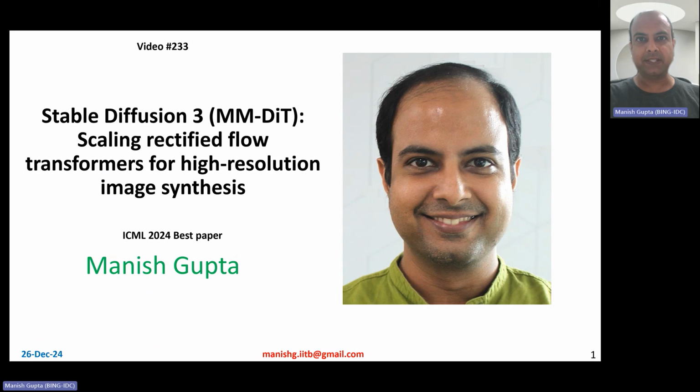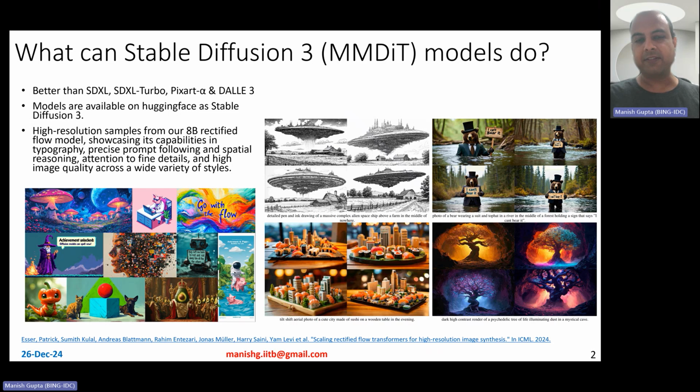My name is Manish Gupta, and in this video, I'm going to talk about Stable Diffusion 3, which is based on this MM-DiT architecture. It's an image generation model which uses rectified flow transformers for high-resolution image synthesis. It is also an ICML 2024 best paper, awarded ICML 24 best paper. Okay, so let's get started. Let's just start with its capabilities.